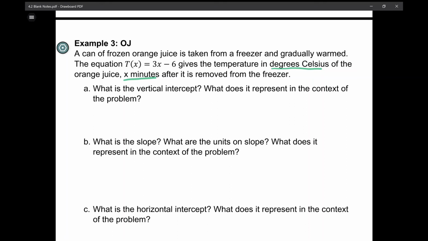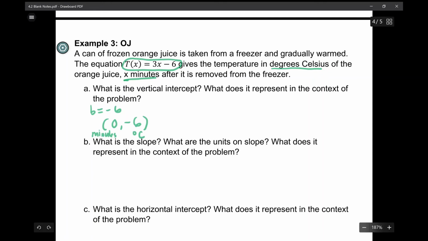All right, so let's start asking these questions. It says, what is the vertical intercept? Well, we know how to do that. Here's my function, right? And I know that -6 represents my b value, right? B is equal to -6. So I know my vertical intercept has to be over 0 down -6. But what does that represent in the context of the problem? Sometimes it helps me to remember my units. So remember, my units on the input are minutes. So 0 minutes gives me an output of -6 degrees Celsius.